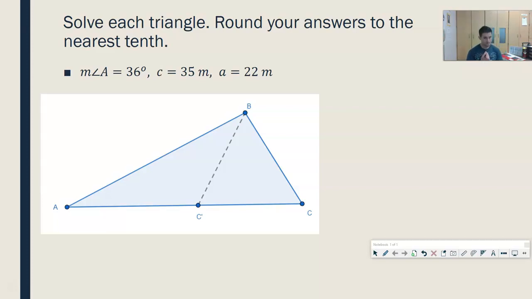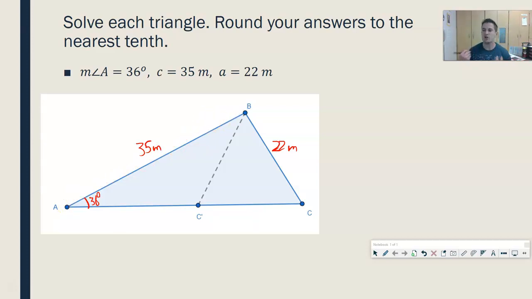So, this problem says solve each triangle, round your answers to the nearest tenth. It says the measure of angle A is 36 degrees. Side C, so this side right here, is 35 meters, and side A, I'm going to label side A over here as 22 meters. Because in my calculator, when I do this math, this is the triangle that it will envision.